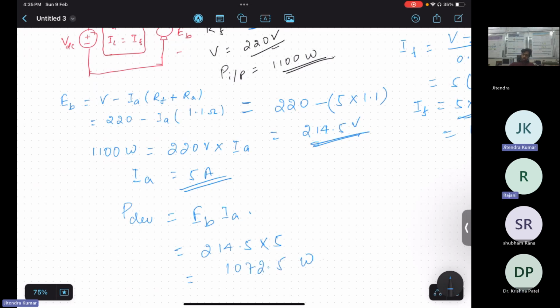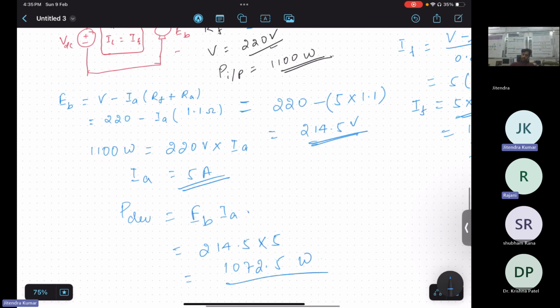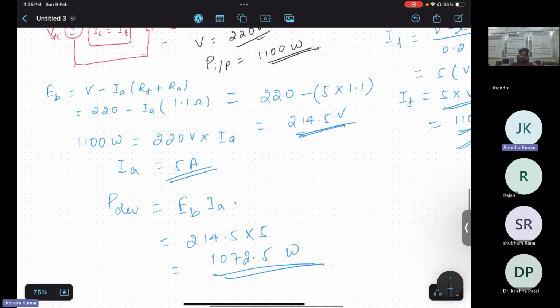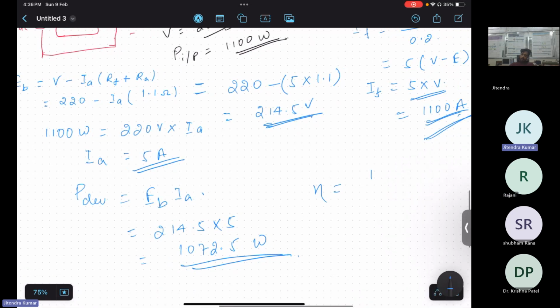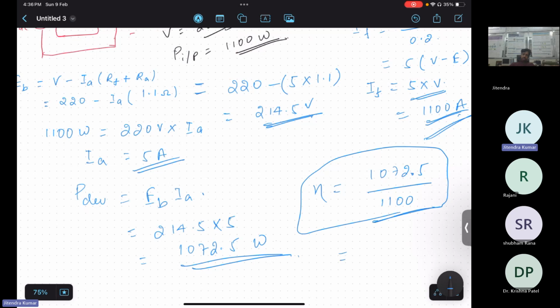1072.5 watt. So it has better efficiency compared to the other machine. You can see the efficiency is nothing but 1072.5 divided by 1100. If you calculate, it is 97.5% if mechanical losses are ignored.